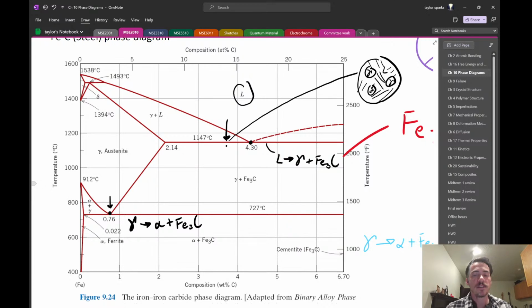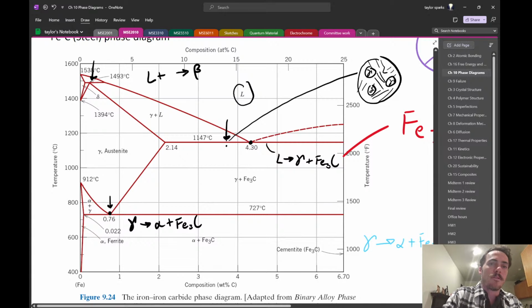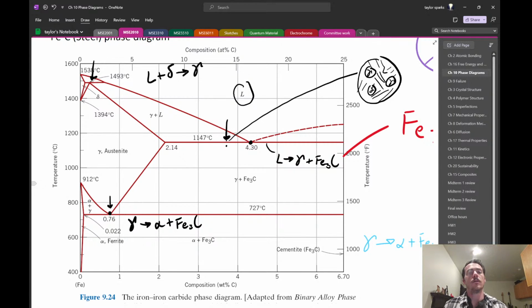Now the other ones, peritectic. Peritectic means that you have a liquid plus a solid turning into a different solid. So liquid plus alpha, for example, turning into beta. Well, we can see that happening right here at 1493 Celsius and about 0.4 or so weight percent carbon. You go from having liquid plus delta phase into gamma phase. So rewriting our equation, it's liquid plus delta turning into austenite. Okay, so that's an example of peritectic.